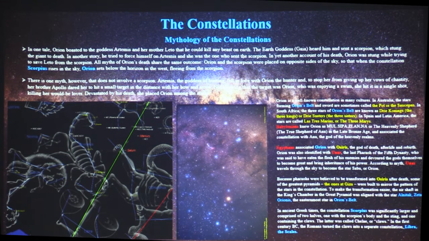In another story, he tried to force himself on Artemis and she was the one who sent the scorpion. In yet another account of his death, he was stung while trying to save Leto, that's her mother, from the scorpion. All myths of Orion's death share the same outcome. Orion and the scorpion were placed on opposite sides of the sky, so that when the constellation Scorpius rises, Orion's setting below the horizon. So they're forever apart.